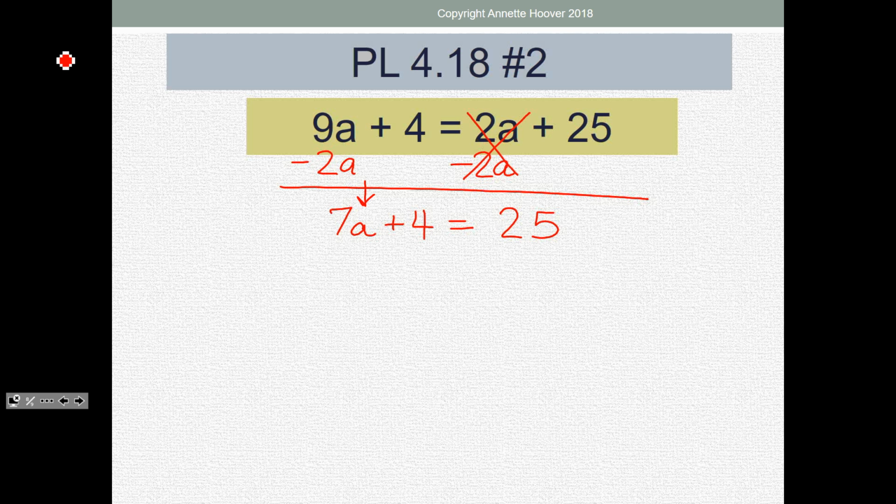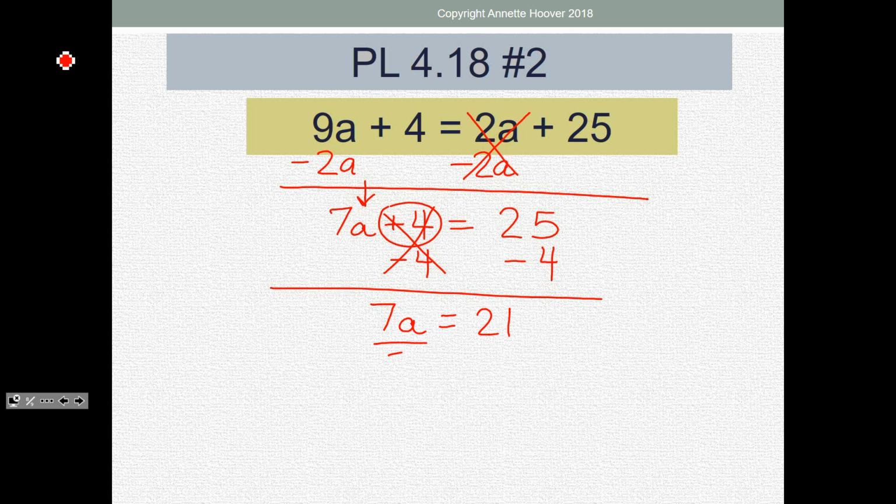Locate the variable. Move what's not attached to it first. So we're going to do a negative 4 on both sides of the equation. 4 and negative 4 becomes 0. That leaves 7a on the left side, 21 on the right. And then when you do the last step and you divide by 7, we see that a is equal to 3. So if you were to plug that back in, 9 times 3 is 27. 27 plus 4 is 31. 2 times 3 is 6. And 6 plus 25 is also 31. So it checks.